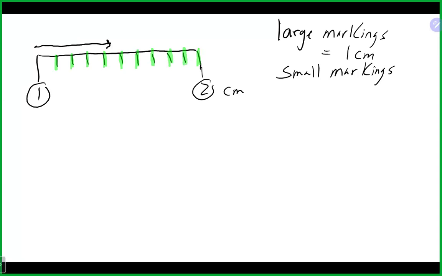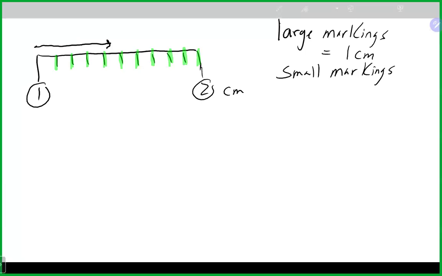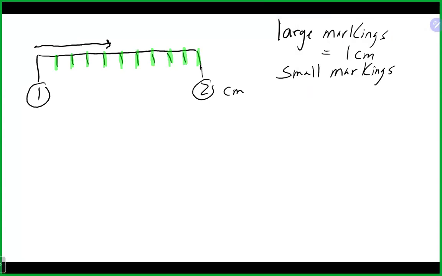And we do want to stop counting at the next large marking. So when you're counting the small guys past the first large marking, stop at the next large marking. That is 10 smaller markings between each of those larger markings. So if I take my large marking and divide it by 10, that tells me that each of the small markings in this case represents 0.1 of a centimeter. So if you take 1 divided by 10, you get 0.1.